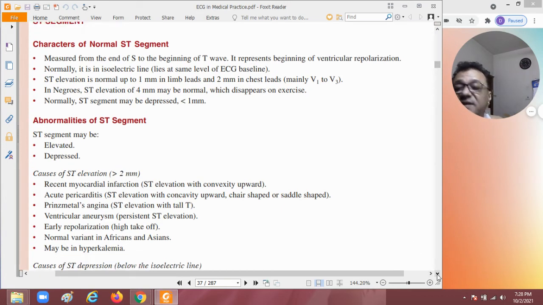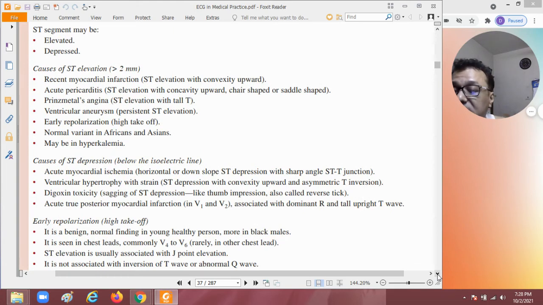What are the causes of ST depression? Abnormal ST depression means below the isoelectric line, more than 0.05 millimeter, in any leads. What are the causes? Acute myocardial infarction, ventricular hypertrophy, digoxin effect, not digoxin toxicity, and acute posterior myocardial infarction.